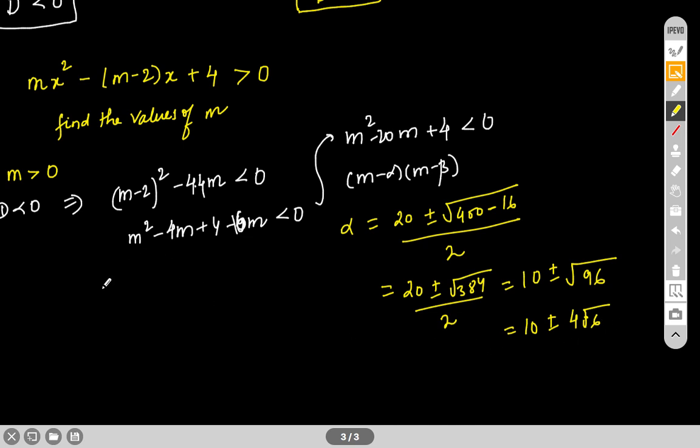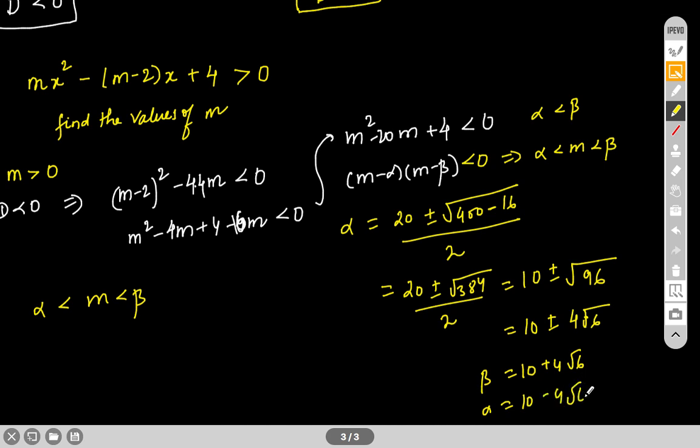So now m should lie between alpha and beta. Hope you are all aware that if you are solving this quadratic inequality, assuming alpha is less than beta, the solution is that m lies between alpha and beta. Which is lesser of the two, 10 plus 4 root 6 or 10 minus 4 root 6? This will be beta and this will be alpha. So your m should lie between 10 minus 4 root 6 and 10 plus 4 root 6.